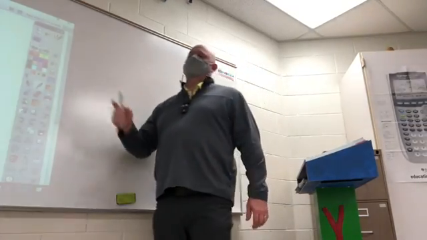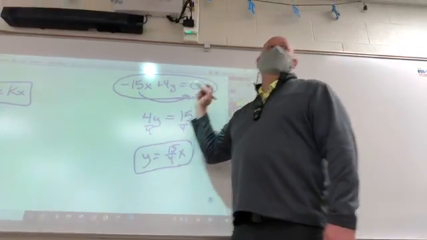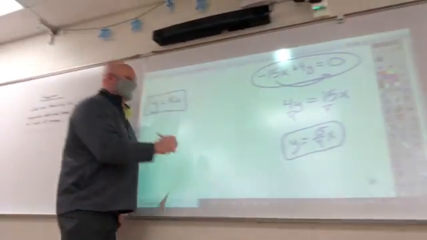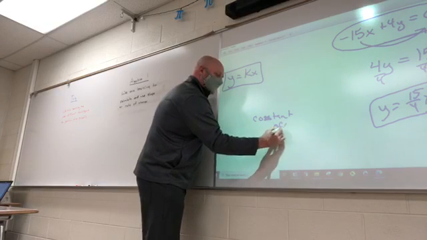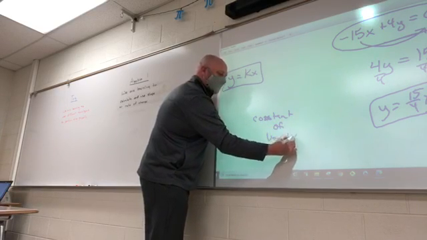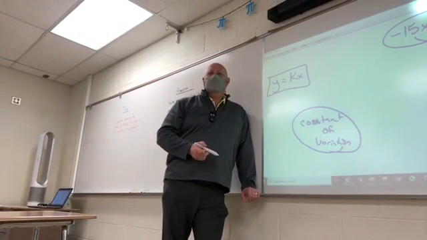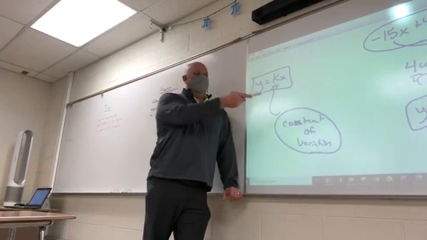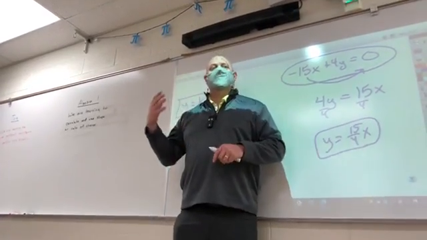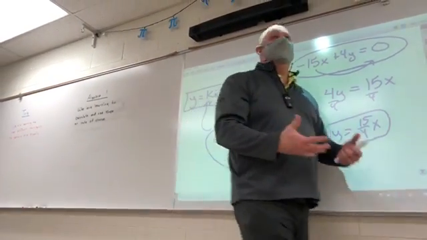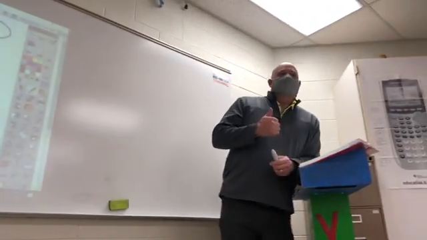Now, here's a quiz question. I'll give you this, okay? And what I'm going to ask you for is the constant of variation. If I ask you for the constant of variation, what am I asking you for? K value. In this question, what's the answer? 15/4, right? So, yeah, solve it for y, and whatever that number is right there in front of the x, that's the constant of variation. Easy?